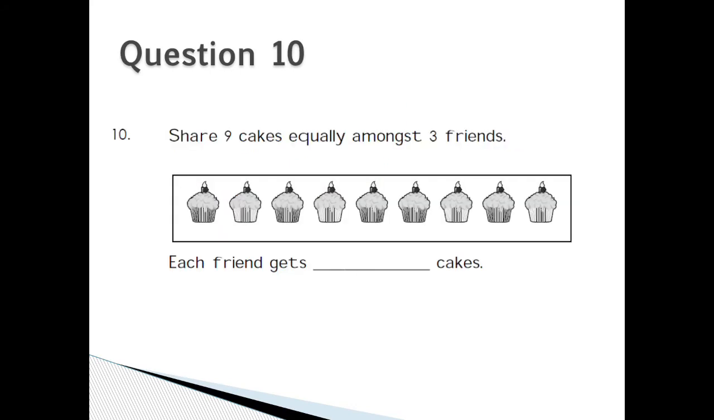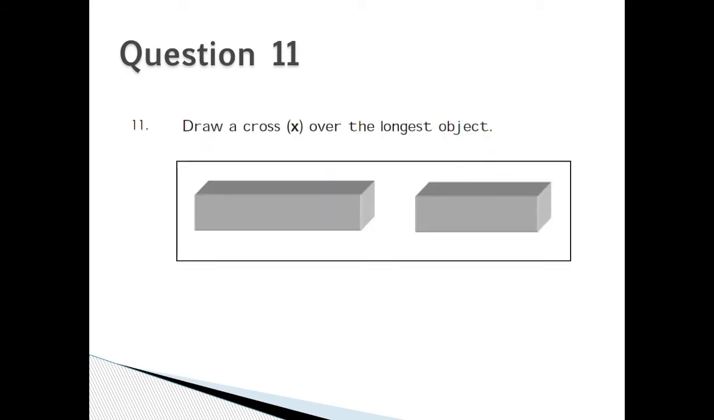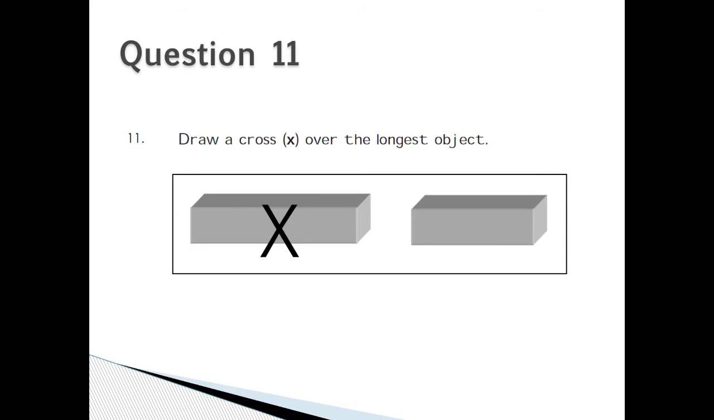Share 9 cakes equally amongst 3 friends. Each friend gets how many cakes? Each friend will get 3 cakes. Draw a cross or X over the longest object. The first cuboid is the longest object.